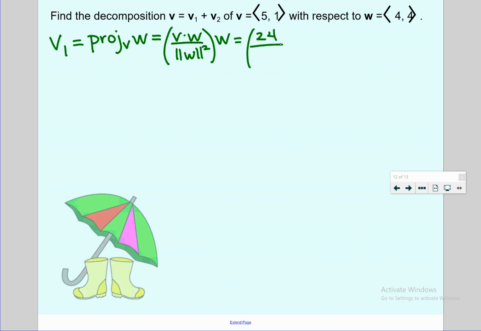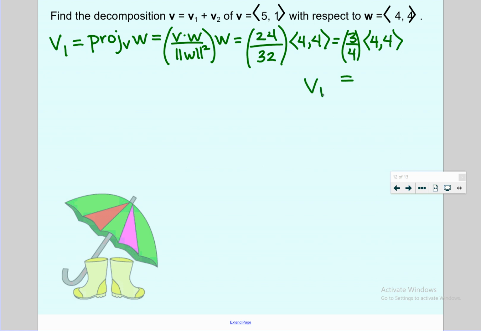The magnitude of w, let's just start with that. So that's our little Pythagorean theorem with w. So I would do 4 squared and 4 squared, which would give me 16 and 16. So rad 32. And then we square it, 32. Okay, times vector w, 4, 4. Now, if you reduce 24 over 32, what do you get? 3/4. We are just multiplying 3/4 times 4, 4.